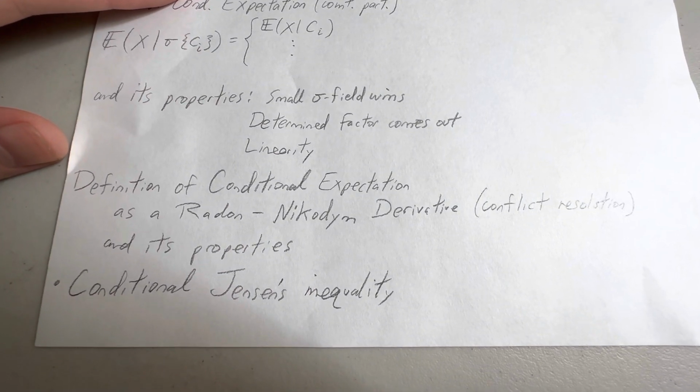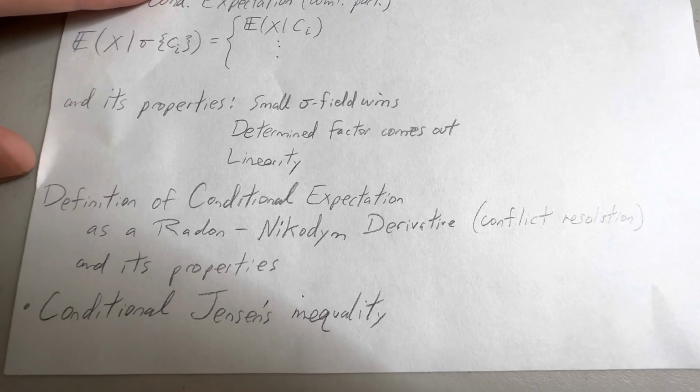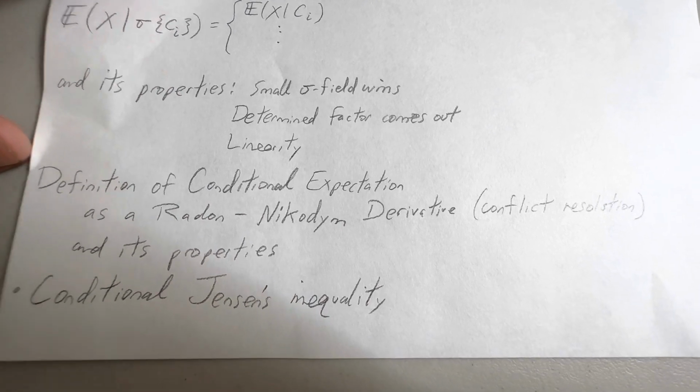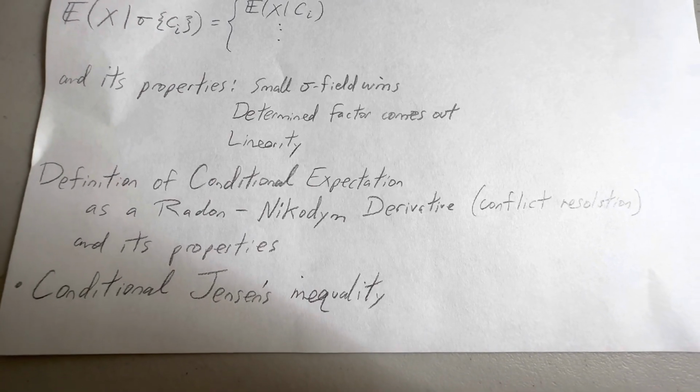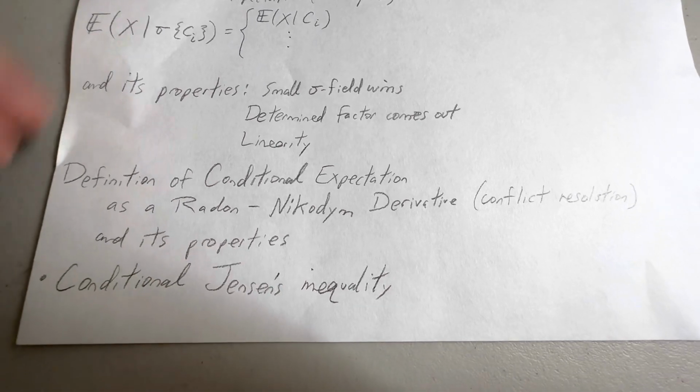We need to know the definition of conditional expectation as a Radon-Nikodym derivative, which in his notes he calls conflict resolution, and then the properties that follow from it. So it's basically two different ways of defining the same thing that reduce to the same thing.